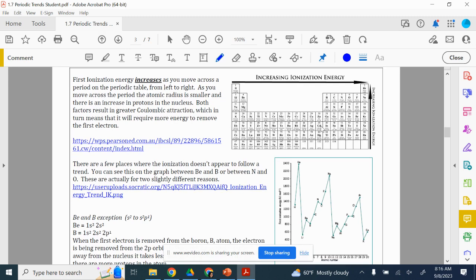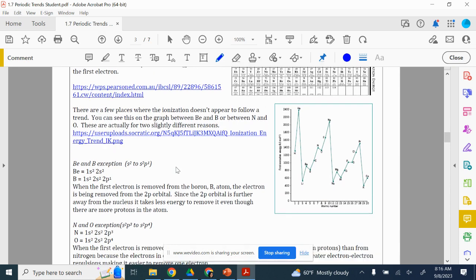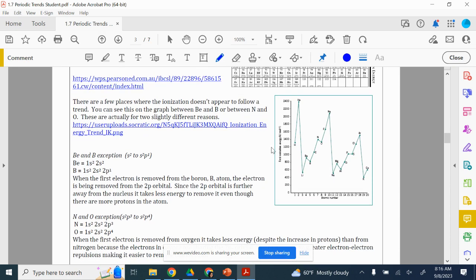All right? Now, there are a few spaces where it doesn't appear to follow the trend. So here is your hydrogen and your helium. Why is helium more energy than hydrogen to pull it away? More protons, okay? But then I drop down here at lithium. Why? Because distance is increased. I've added an extra proton, but because the distance is increased, it's not holding on to it as tight. And then we go up to Be, and then I go down to boron.